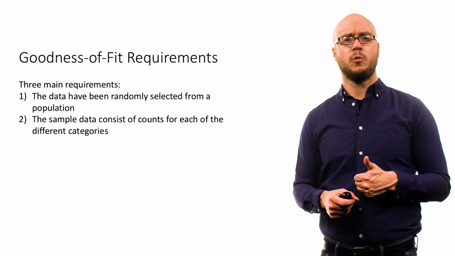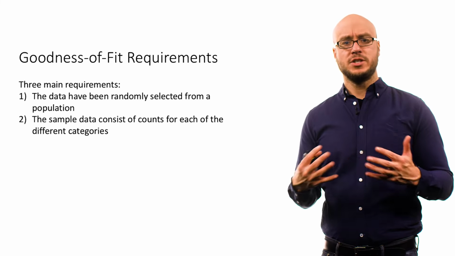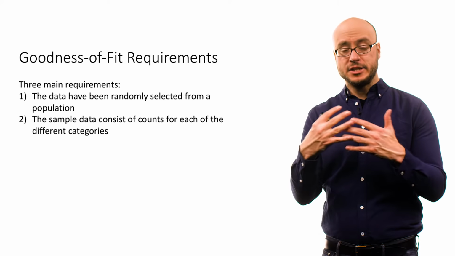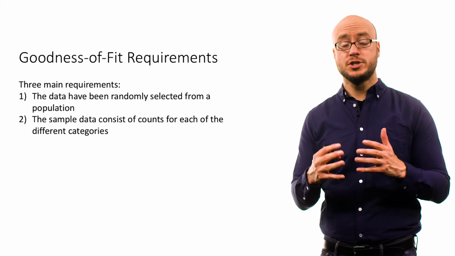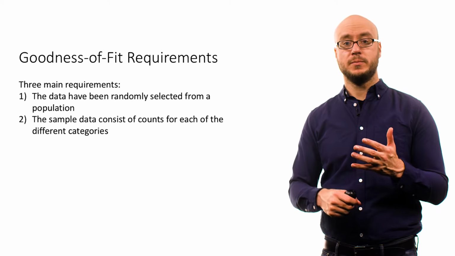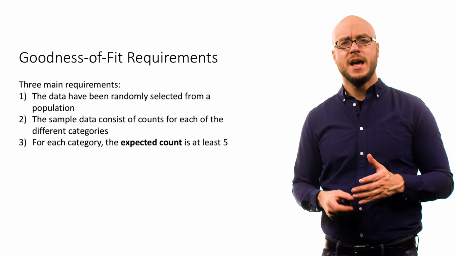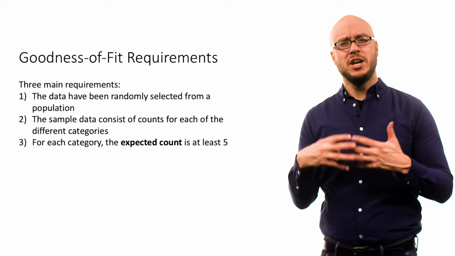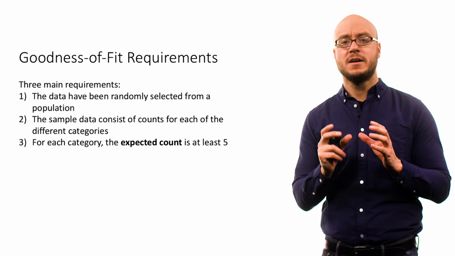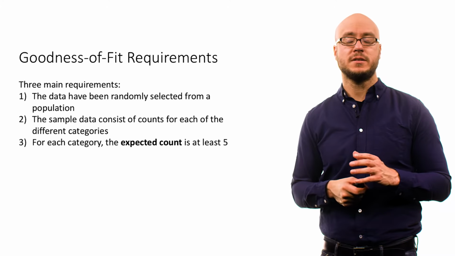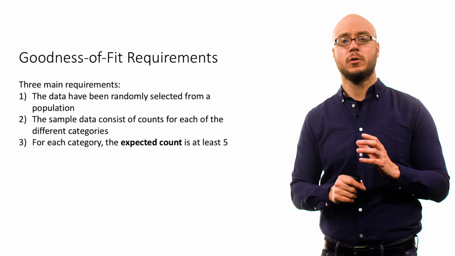The second main requirement for using this kind of test is that the sample consists of counts for each of the different categories. So we're looking at a distribution of counts. In the religion example, our distribution will consist of the number of young people who identify as Protestant, Catholic, or have no religious affiliation. And then another requirement is for the inferential test to really work, the expected count should be at least 5 for each of these different categories. So in the religious example, the expected counts for each category should be at least 5.